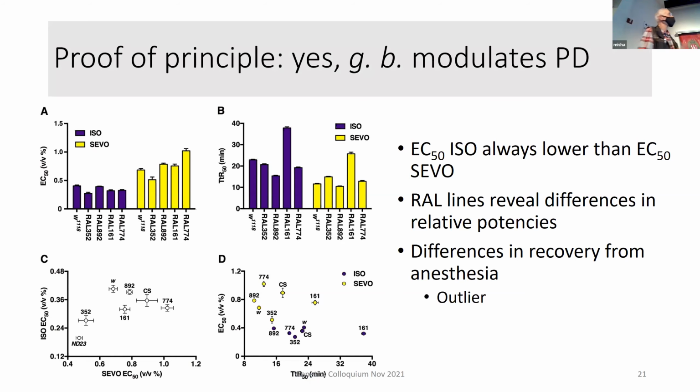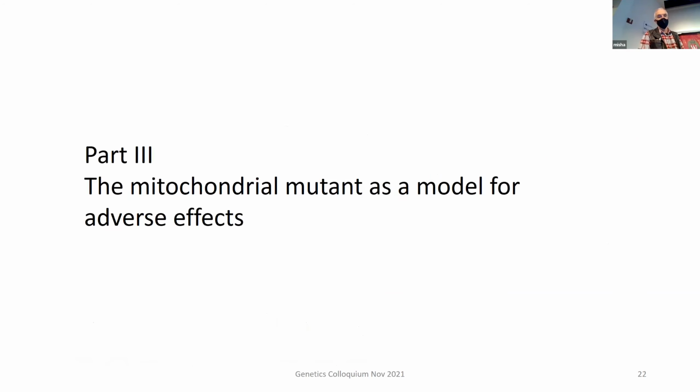And so this was the proof of principle number 2, right? Genetic background does modulate pharmacodynamics. And now we're going to switch gears and go to the model itself, the mitochondrial mutant.